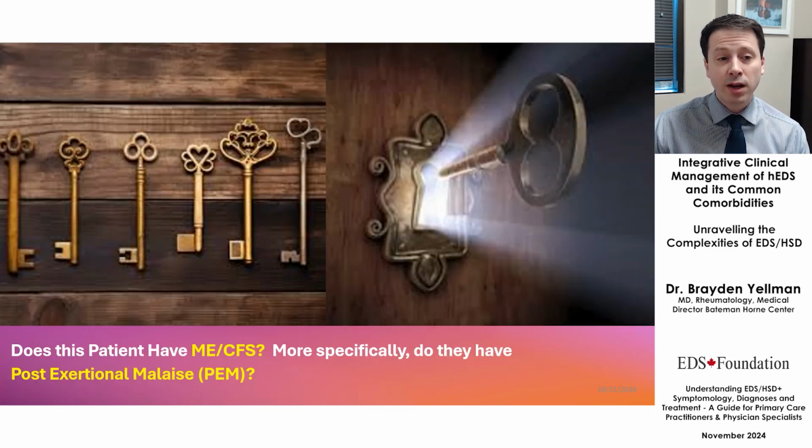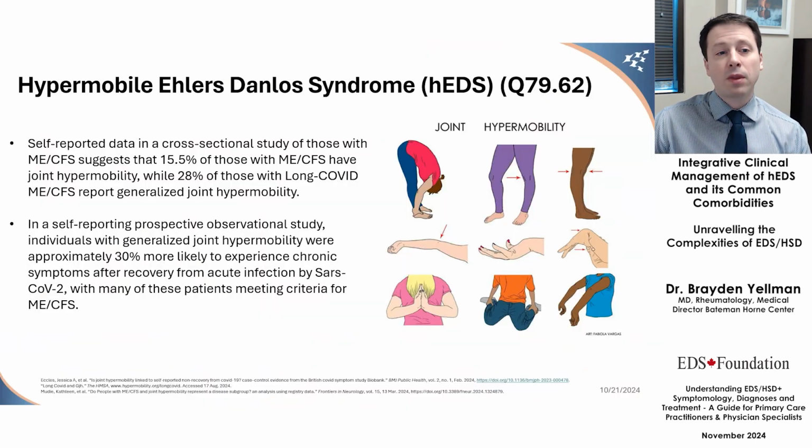So the first question I ask when I have an hEDS patient in front of me is, does this patient actually have ME/CFS? And more specifically, do they have the pathognomonic feature of that illness, which is called post-exertional malaise? Self-reported data in a cross-sectional study of those with ME/CFS suggests that 15% of ME/CFS patients have joint hypermobility, and 28% of patients with long COVID ME/CFS, so ME/CFS due to long COVID, report generalized hypermobility.